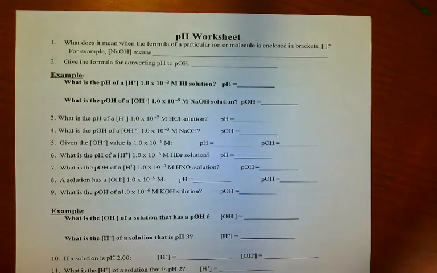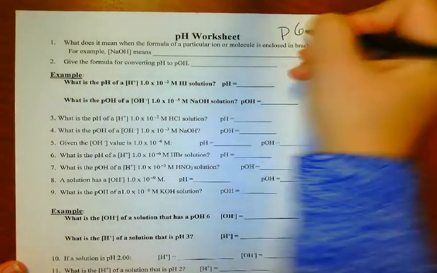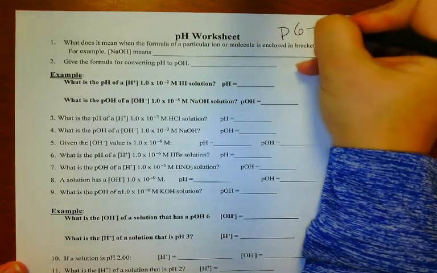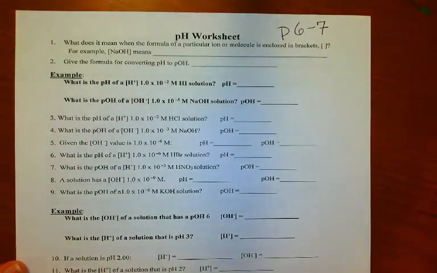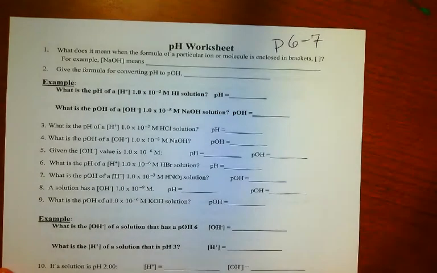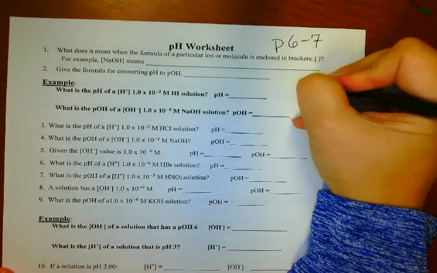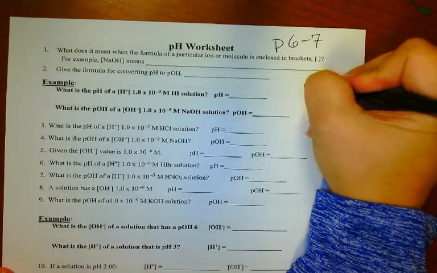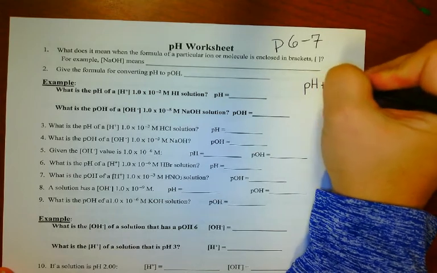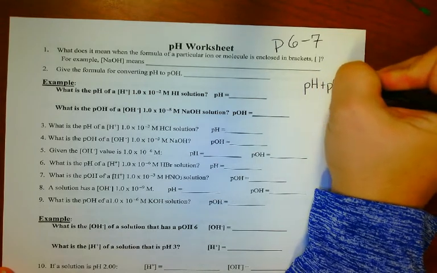This is day 4 homework. We'll be doing page 6 and 7 tonight. Today in class, you were supposed to learn quite a few things. You're supposed to learn that pH plus pOH equals 14.